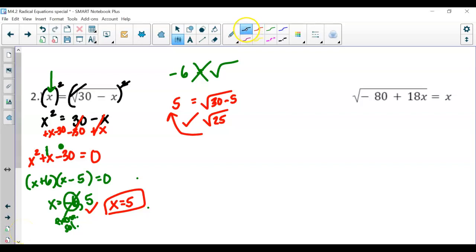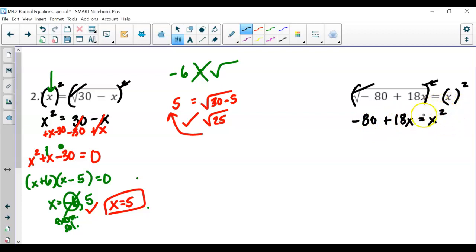And here we go. So here your radical was by itself. So to get rid of it, you need to square both sides. So now the radical cancels out, bring down negative 80 plus 18x is equal to x squared.